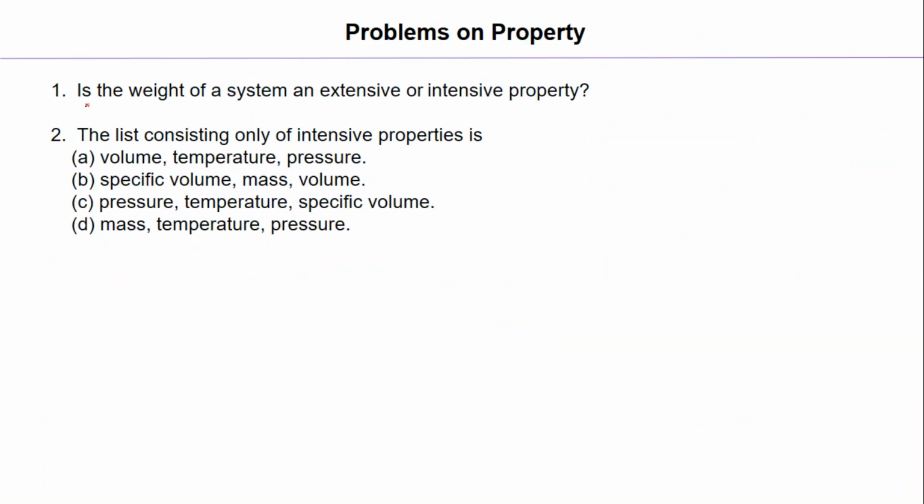This is the problem. Is the weight of a system an extensive or intensive property? So weight is basically m into g. So mass is there. If we double the mass, the weight will also become double. So it's extensive in nature. It's not independent of mass. The weight is dependent on mass. So extensive will be the answer for this.